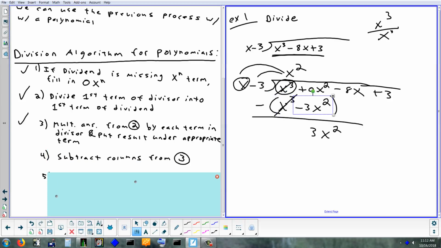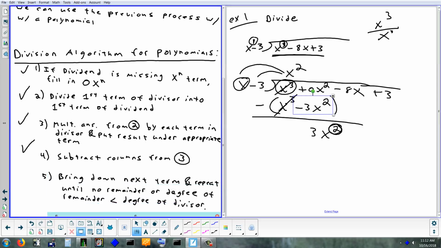And if you look at what happened, look at the exponent we started with on the inside. It was a 3. Look at the exponent we have now. It's a 2. It went down. That's what's going to happen. You're done when that exponent is smaller than that exponent. Or you get a remainder of 0, and then you're also done. But that's the last step. It tells you when to finish, how you know when you're done.